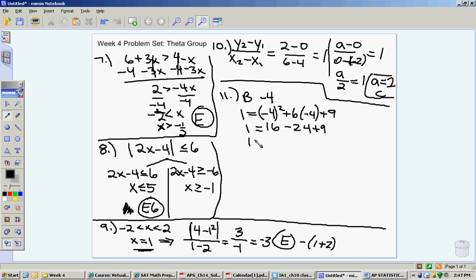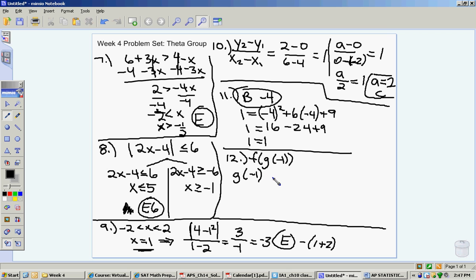Last one for this problem set. We're talking about f of g of negative 1. That's how we read it, composition of functions. f of g of negative 1. Start inside out, so we're going to plug in negative 1 into our g function first. So we're looking for g of negative 1, which is going to give us negative 2 plus 1, which coincidentally comes out to be negative 1 as well.